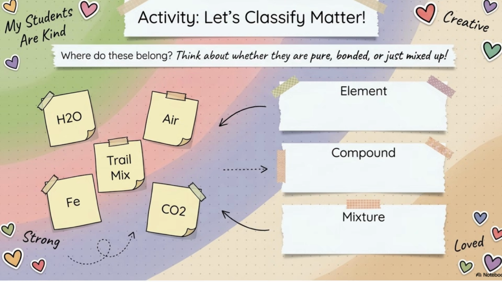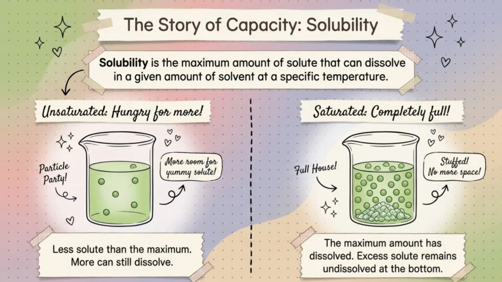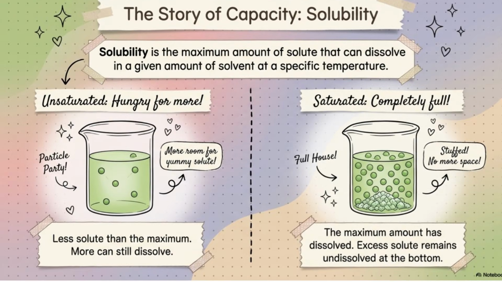Moving right along to Chapter 4, The Secrets of Solubility. Now that we know dissolving is a physical change, let's explore exactly how things dissolve. Before we dive deep, let's establish that solubility is essentially a story of capacity. It's the maximum amount of a solute, like salt, that can dissolve in a given amount of solvent, like water, at a specific temperature. Basically, how much can a liquid hold before it simply refuses to take any more?